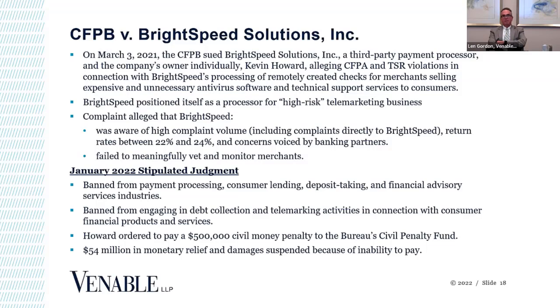The CFPB alleged that the processor failed to do the vetting and monitoring necessary for this kind of business. The case resolved through a stipulated judgment, banned from payment processing, consumer lending, deposit taking, and financial advisory services, essentially out of the consumer financial business. Banned from engaging in debt collection and telemarketing in connection with consumer financial products and services. Mr. Howard was ordered to pay a $500,000 civil money penalty to the Bureau's Civil Penalty Fund, and then there was a $54 million judgment that was suspended because of inability to pay. But that's a pretty big judgment.